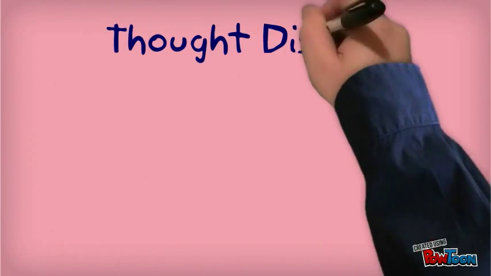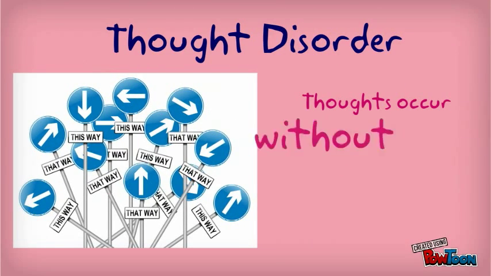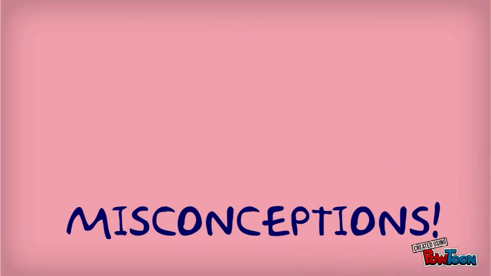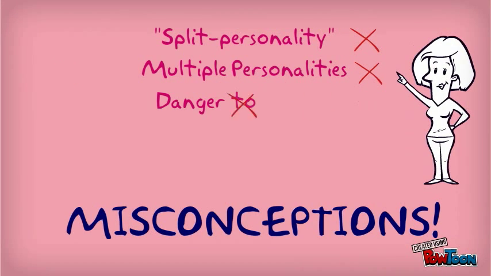Thought disorder is a difficulty following a logical train of thought. An individual with schizophrenia may have unrelated thoughts. They may pick up on one train of thought and then switch to another unrelated thought, making communication and understanding difficult. There are many misconceptions about schizophrenia.